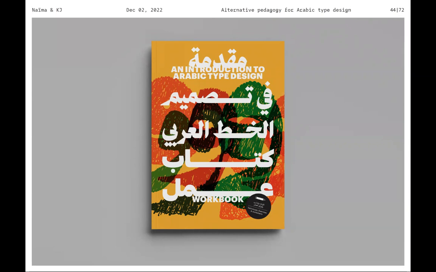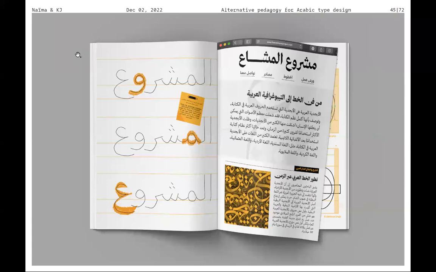So this workbook is almost ready. It will be printed by Humdrum, and there will be a few printed copies. But we also want this material to be online and to be downloadable for free. This is really important to us. And probably sometime in January, we would love to test this workbook with a few people.